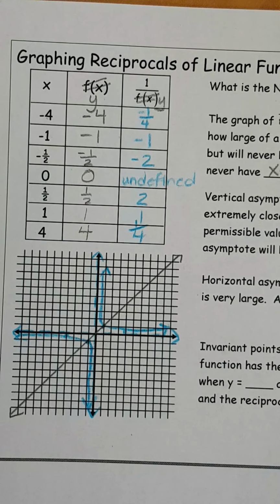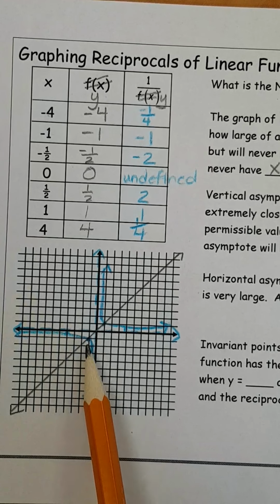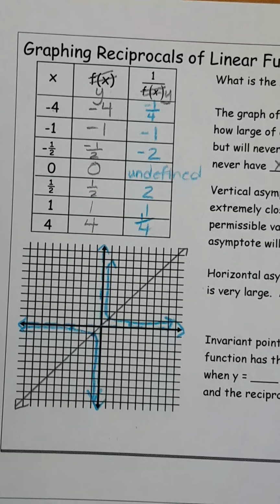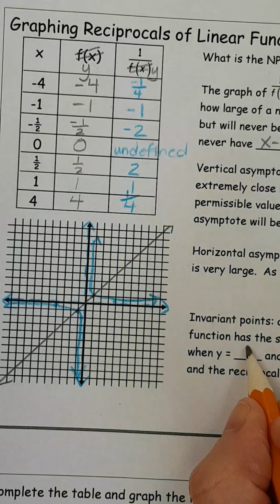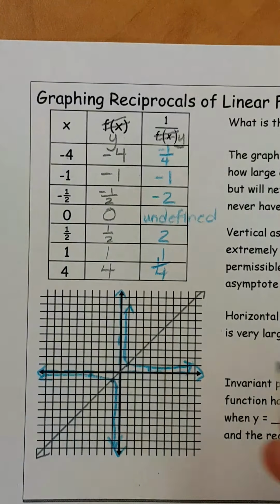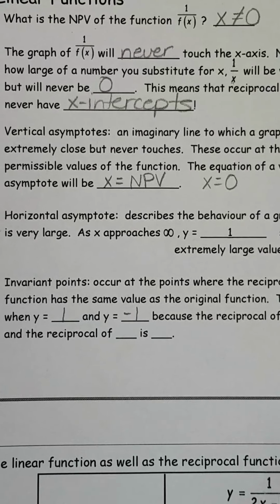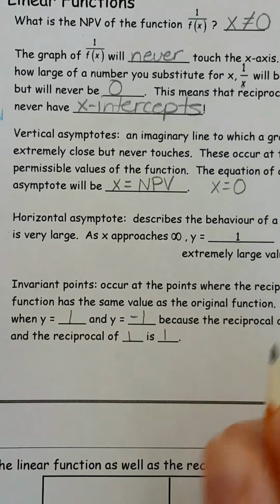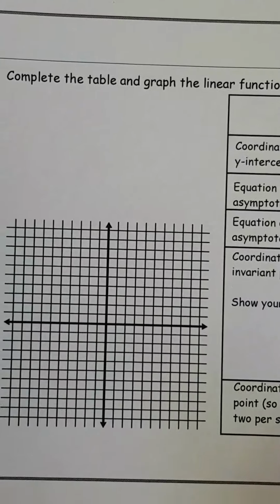And then we still have our invariant points, which are the same concept as what we did with the absolute value, but they will occur at the points where the reciprocal has the same value. So only where y is 1 and -1. And we found that out here, right? Because when we took the reciprocals, we got the same thing, and those are the only points. So it requires a little bit more work when you're calculating it, just because they're reciprocals. That's just what I explained, okay? So hopefully that went over fairly well.